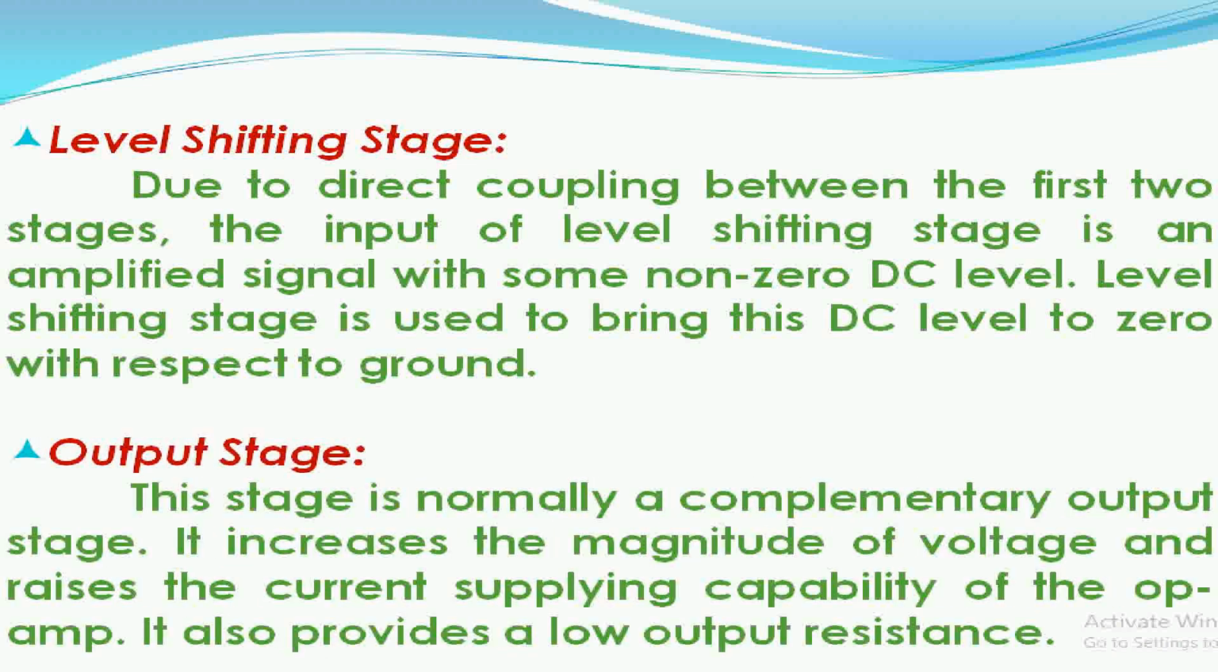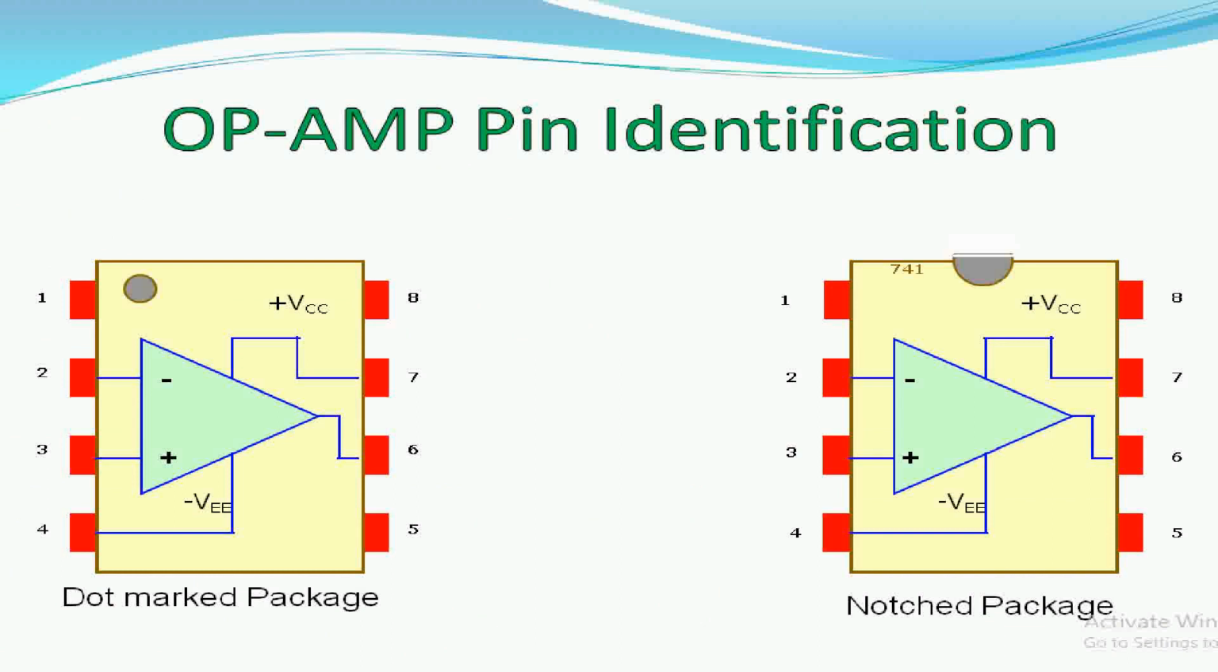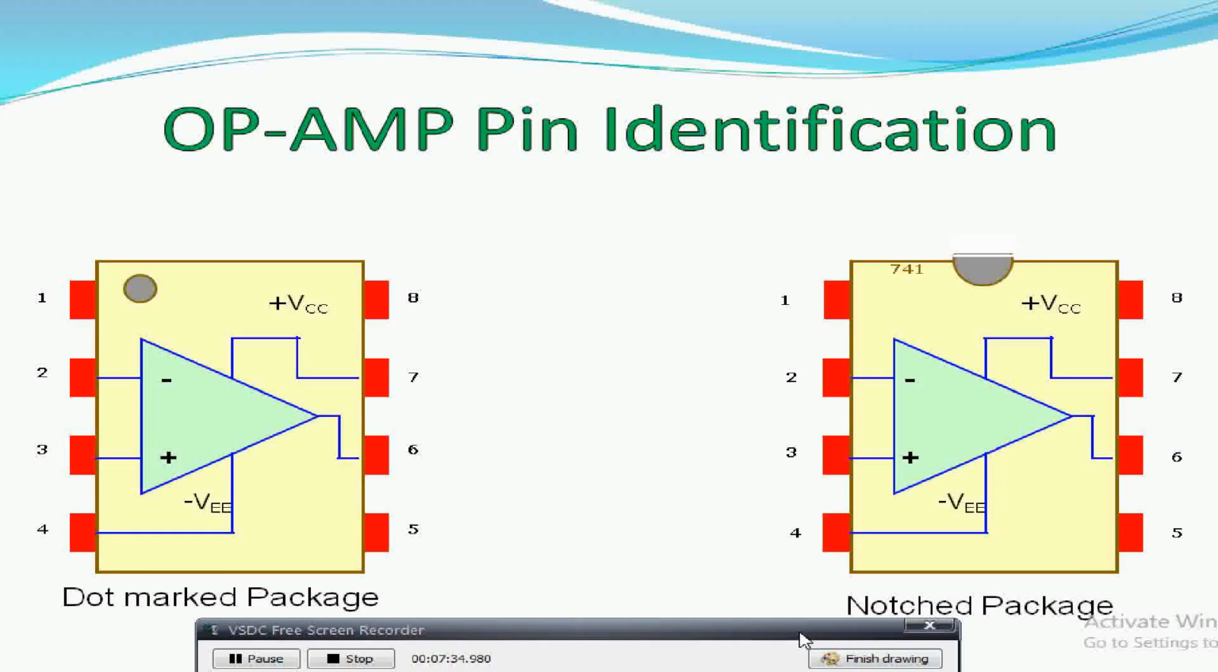The output stage. This is normally a complementary output stage. It increases the magnitude of the voltage and raises the current supplying capability of the op-amp. It also provides low output resistance. Op-amp pin identification. So this is the op-amp. This is a dot marked package and this is a notched package. Both have the same 8 pins.